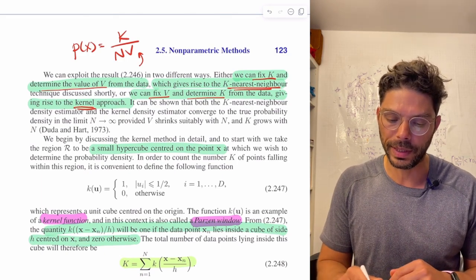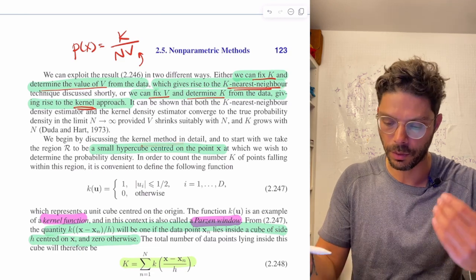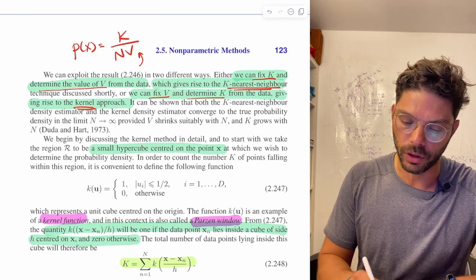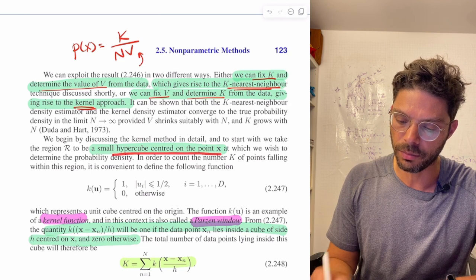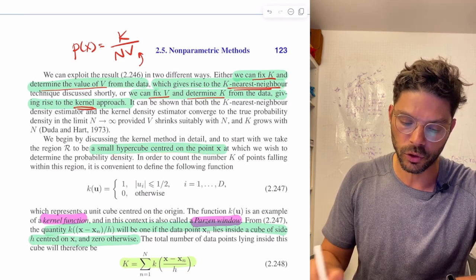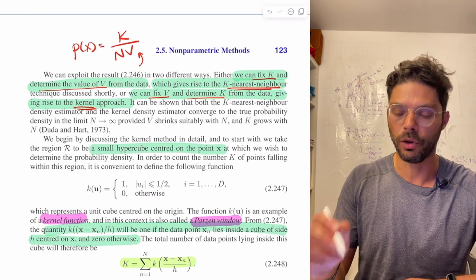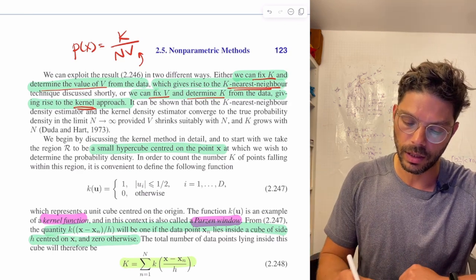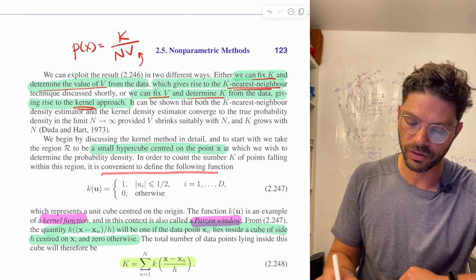So we begin by discussing the kernel method in detail, which is what we're doing in this section. We'll take the region R to be a small hypercube centered on the point X, at which we wish to determine the probability density. In order to count the number of points, it's convenient to define the following function.